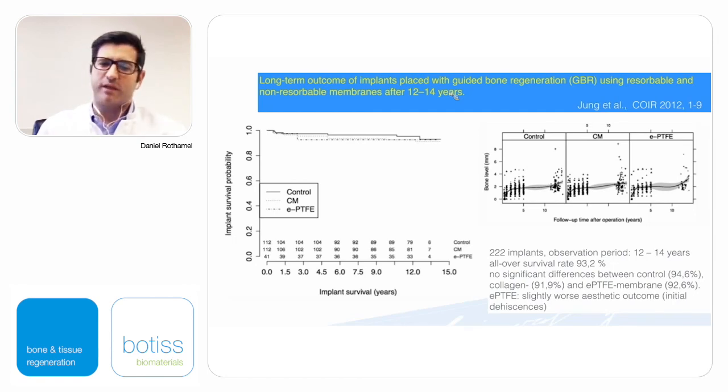For the EPDFE membrane group, there was even still after 12 to 14 years a slightly worse aesthetic outcome, and the authors just concluded that was the result of the initial dehiscences when using the non-absorbable membranes 12 to 14 years earlier in progress of implant installation. So it's a quite reliable, a quite predictable procedure to use bone substitute materials in combination with collagen membranes for lateral dehiscence defect augmentation.